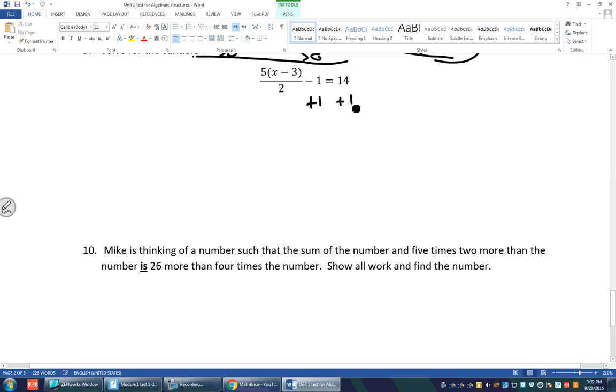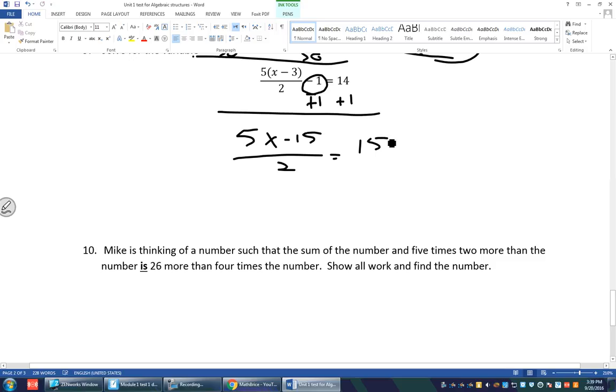Add 1. That 1 is not part of the fraction. Now, I'm going to distribute the 5. 5x minus 15 over 2 equals 15 over 1. Where'd that 1 come from? Well, I added the 1 and the 14 together. I just made this a fraction since the left-hand side's a fraction. I made the right-hand side a fraction.